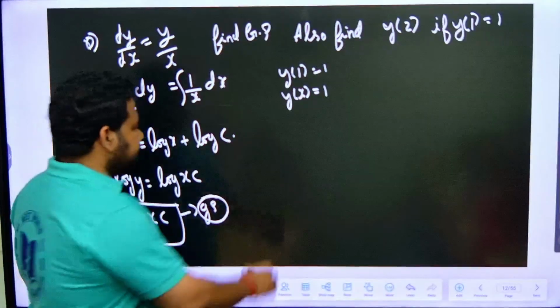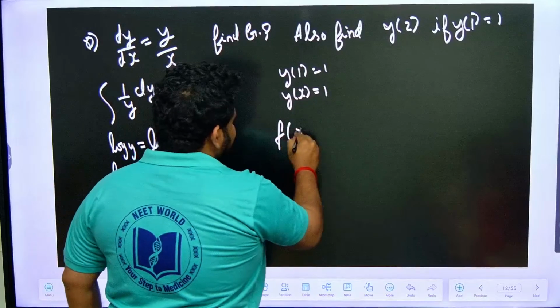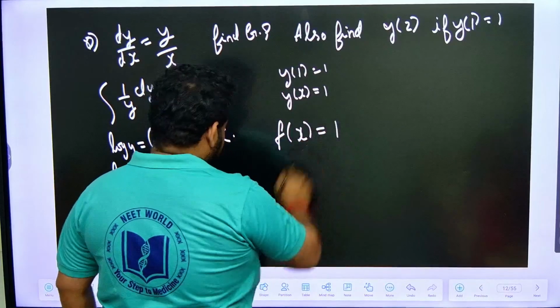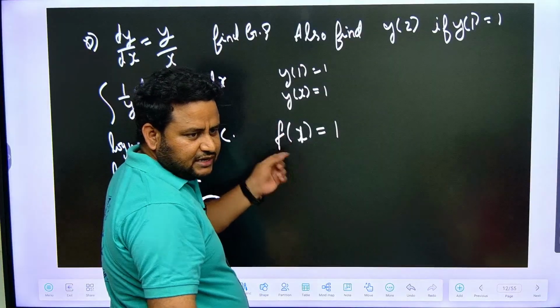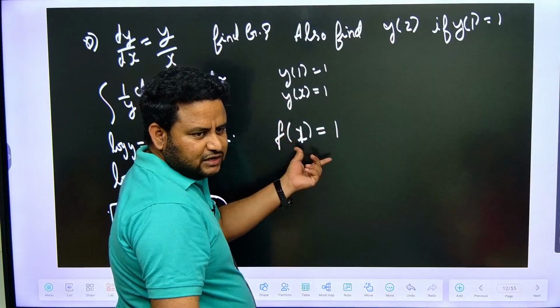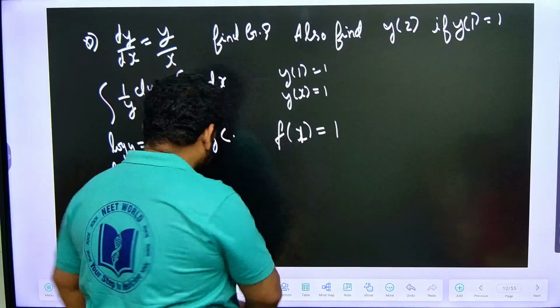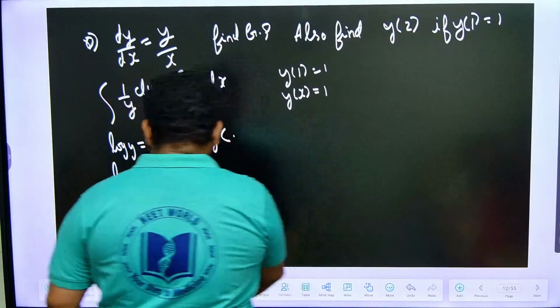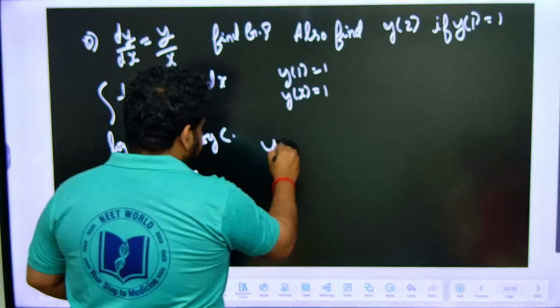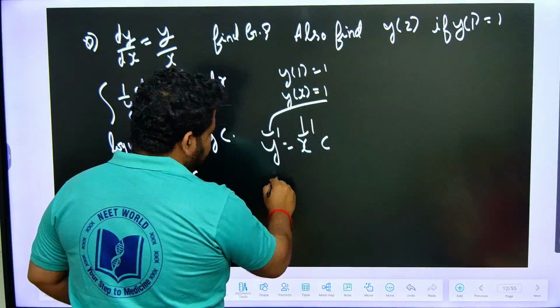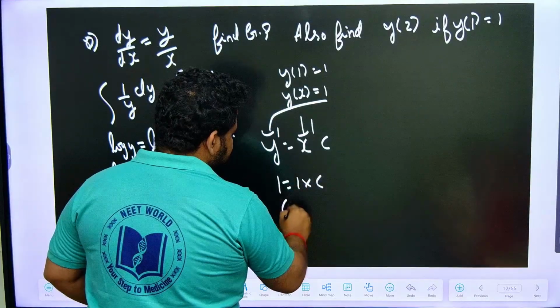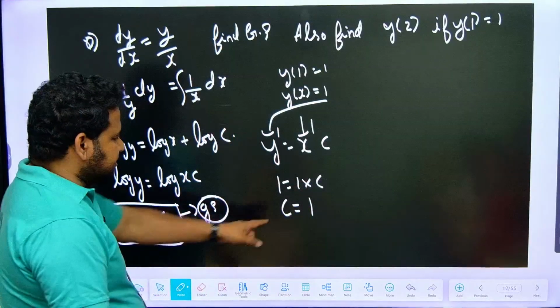Suppose I say f of 1 is equal to 1, that means you put x is equal to 1 and the function value you get is 1. Same thing here. If I put x is equal to 1 in y is equal to xc, y should become 1. So 1 is equal to 1 into c, so the value of c will be 1.